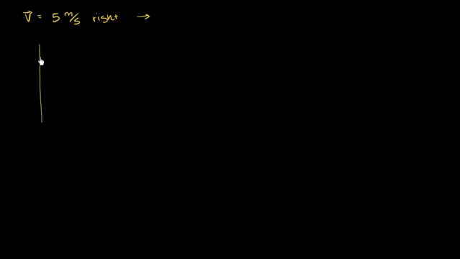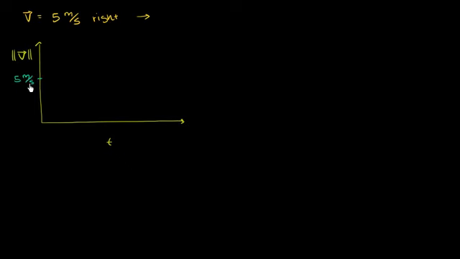So this is my velocity. I'm actually going to only plot the magnitude of the velocity, and you could specify that like this. So this is the magnitude of the velocity. And then on this axis, I am going to plot time. So we have a constant velocity of 5 meters per second. So its magnitude is 5 meters per second.